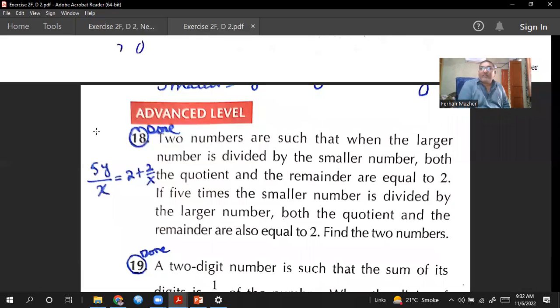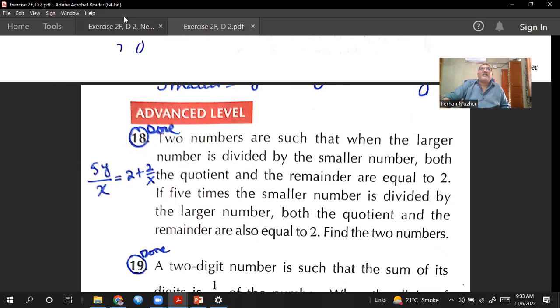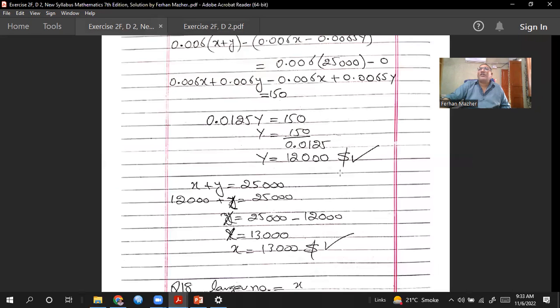So now we are on question number 18 from exercise 2F. Two numbers are such that when the larger number is divided by the smaller number, both the quotient and the remainder are equal to 2. If 5 times the smaller number is divided by the larger number, both the quotient and the remainder are also equal to 2. Find the two numbers. Whenever you divide two numbers and they are not perfectly divisible, you always get a quotient and a remainder. Let me show you how this is done.